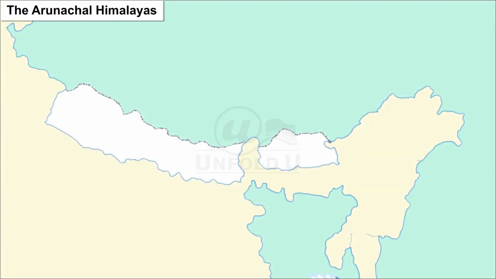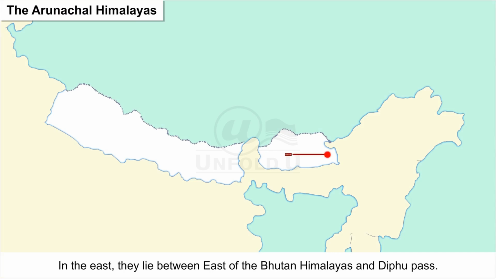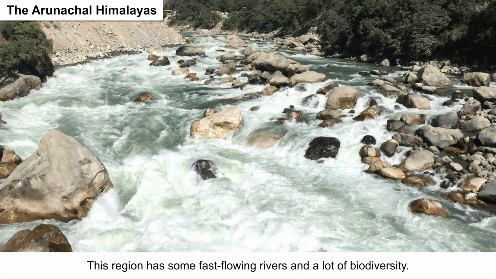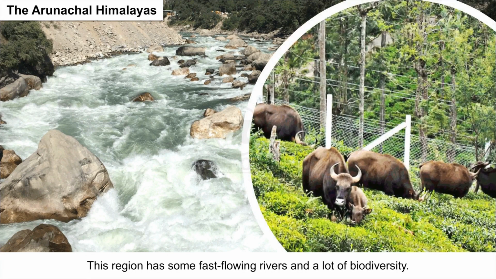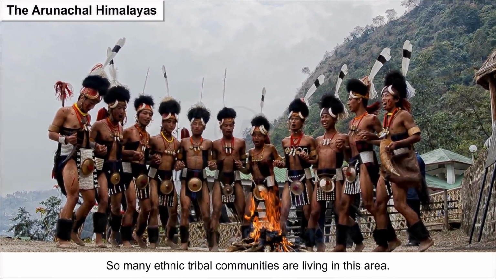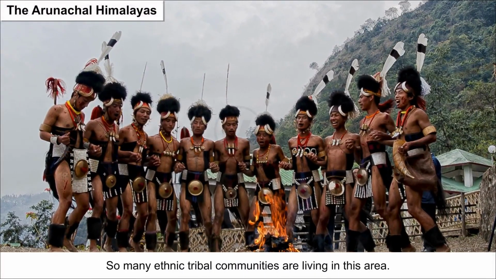4. The Arunachal Himalayas. In the east, they lie between east of the Bhutan Himalayas and Diphu Pass. This region has some fast-flowing rivers and a lot of biodiversity. So many ethnic tribal communities are living in this area.